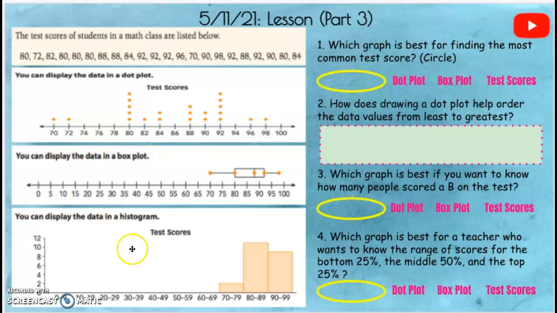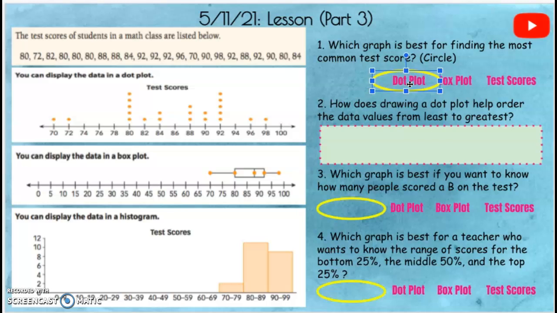So the most common, these 2, I can't really tell if it's 80 or 89, 80, 81, 82, 83. I don't know the most common, but I know it's in that range. This one doesn't really tell me too much. But this one, the first one, there we go. That first one, it does tell us that we have 1, 2, 3, 4, 5, 1, 2, 3, 4, 5. So both of these, so 80 and 92 are going to have the most common test scores. So it is going to be a dot plot because we were able to figure it out.